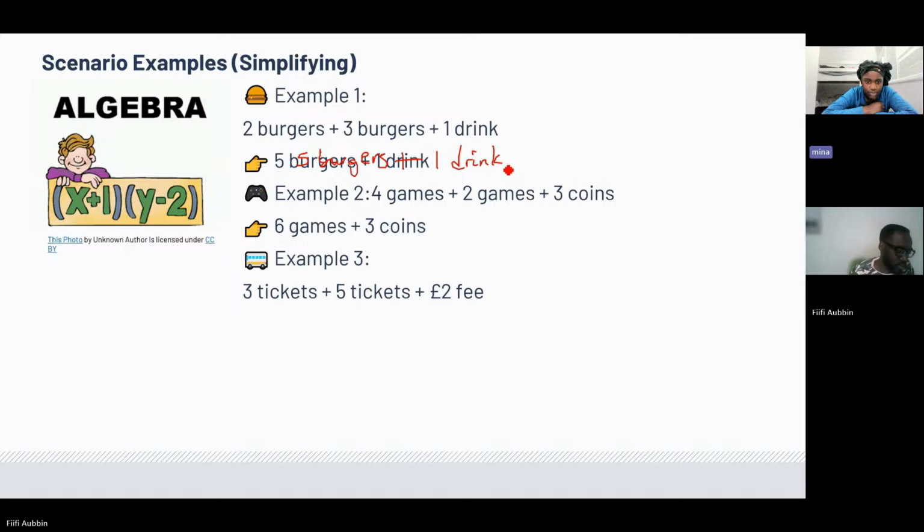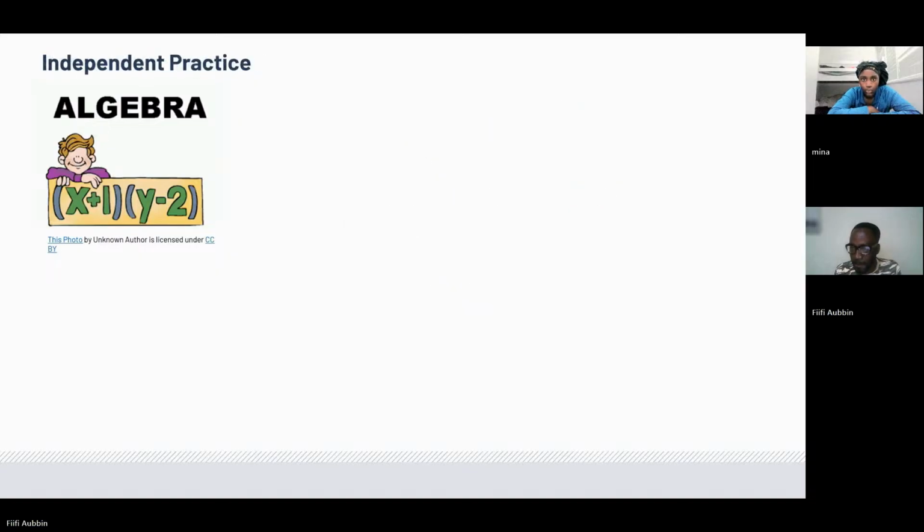You have 5 and 3, which will give you 8, and then you would just add on 2. So 3 plus 5, you're going to get 8 tickets plus what? The £2 fee. £2. So you see, like terms grouped, we add, then we bring the other one, which is not like the others. So you see, it's not difficult.